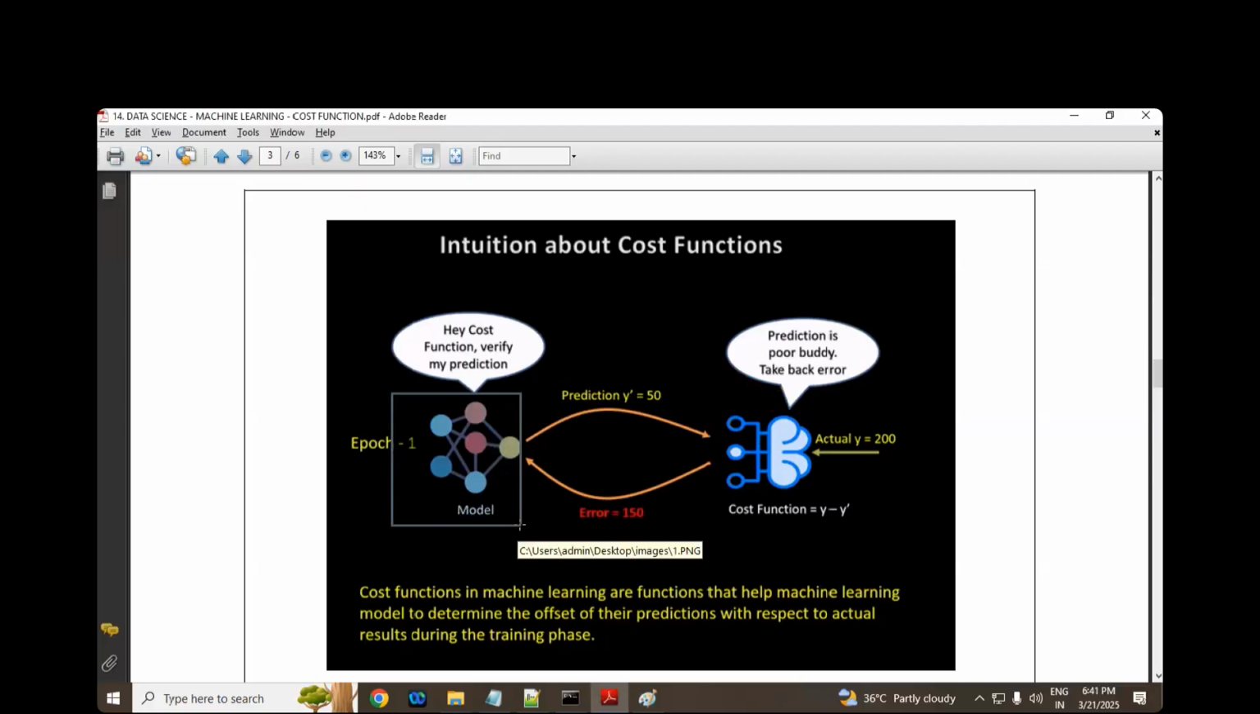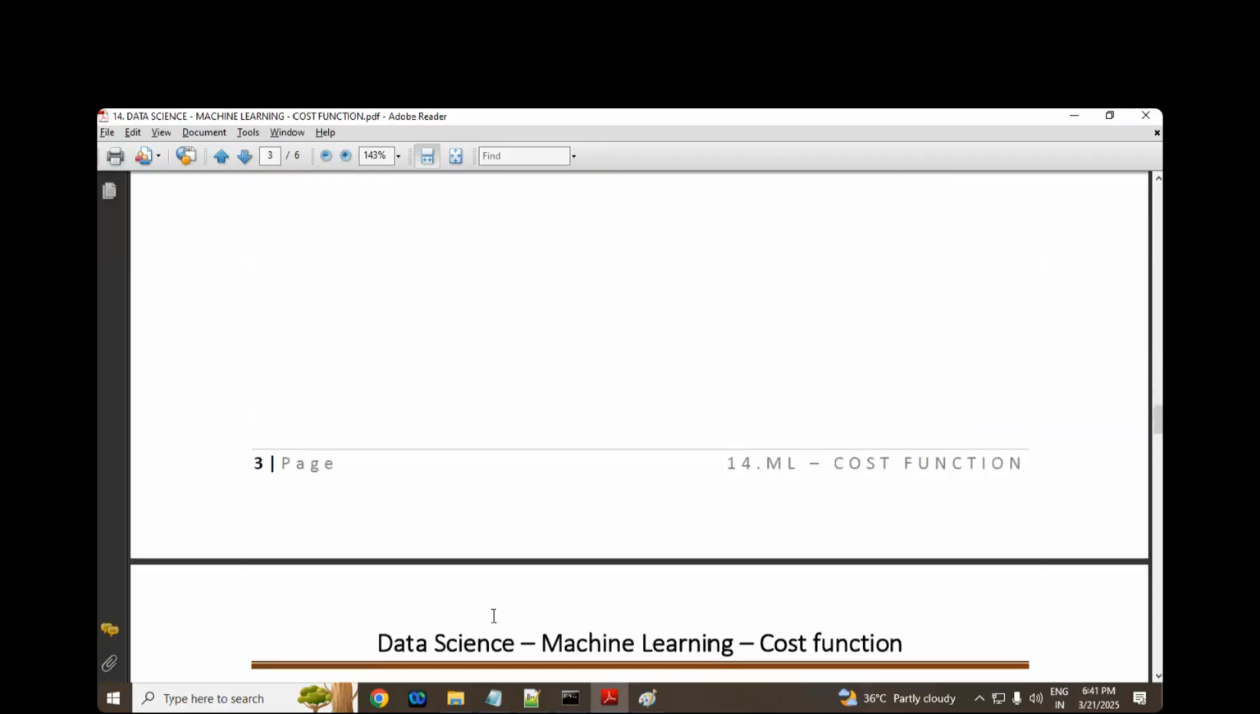To reduce that error, don't worry, the machine learning algorithm in the backend will try to change the coefficient and intercept value slightly. Do you remember, sir, coefficient and intercept value? Because of those coefficient and intercept values only, we got a big error. Then it will make a small change, and then it will try to do the prediction one more time. Okay, move to the next iteration.